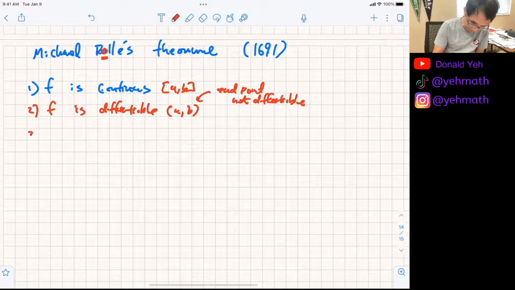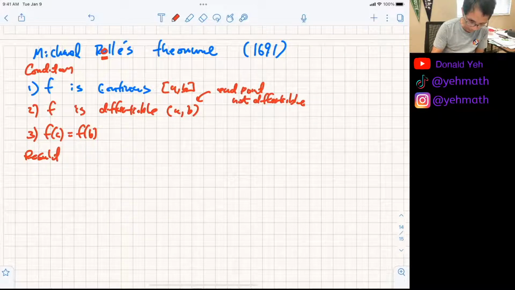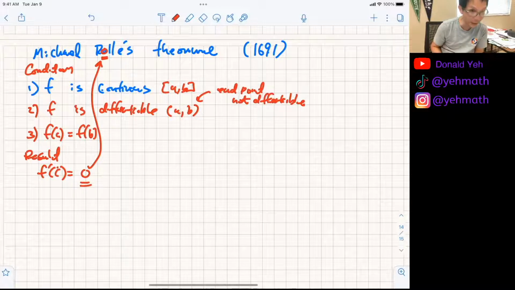Three, f of a equals f of b. Unlike the intermediate value theorem, where f of a does not equal f of b, this one has f of a equal to f of b. So these are all the conditions required. The result is going to be f prime of c equals 0. And this 0 comes from Rolle's, that's a 0 right between these two letters, R-O.